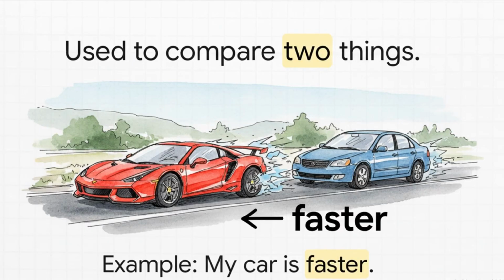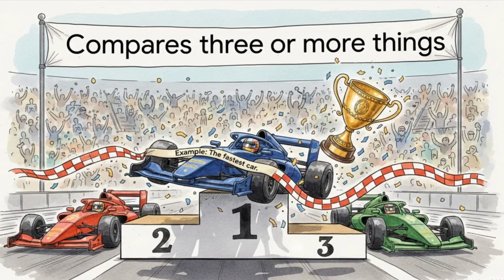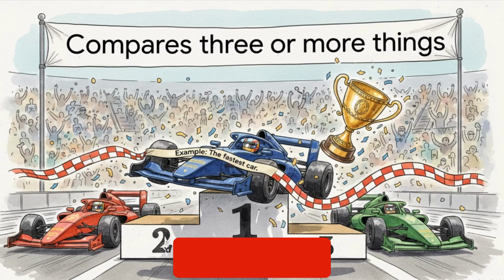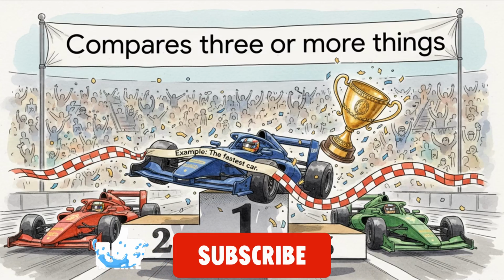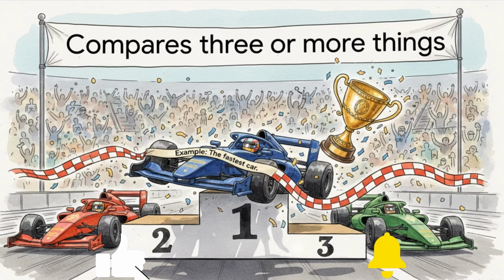Now, if you're comparing exactly two things, you need the comparative form. For a lot of short adjectives, you just tack an -er right on the end. For instance, my car is faster than your car. But what if you're comparing 3 or 4 or a million things? That's when you bring out the big guns, the superlative. For short words, we usually add -est to the end. This is the fastest car in the entire race.